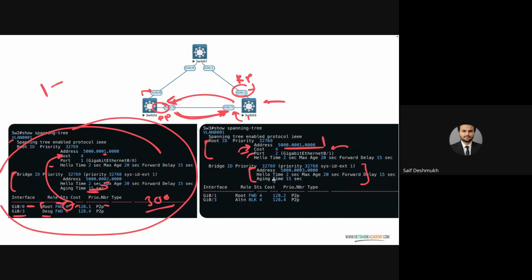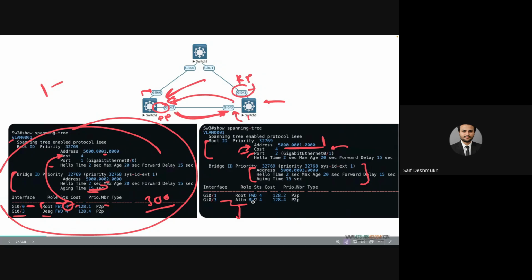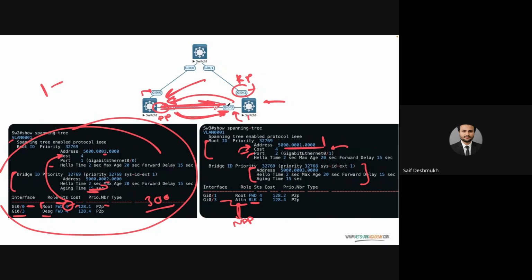I lost the election here because on the other side I have a better, superior switch sitting there. So I will consider my interface as alternate. This is for us to understand. This is considered a non-designated port. In Cisco, they call it an alternate port, and this is never in the forwarding state. This is a blocking port. It's not going to send anything here. It's just simply going to listen on this interface.